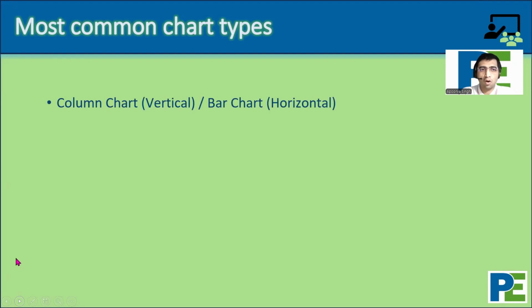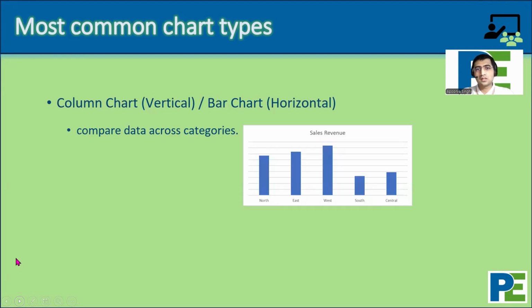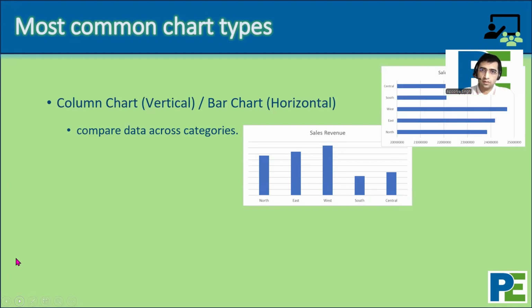First one is the column chart, which has vertical columns, or the bar chart, which has horizontal rows. Now, what is the benefit of these charts? These are used to compare data across multiple categories. And this is how a column chart looks. You see that there are categories of north, east, west, south, and central. And by looking at this chart, you can easily compare which region has the maximum sales revenue.